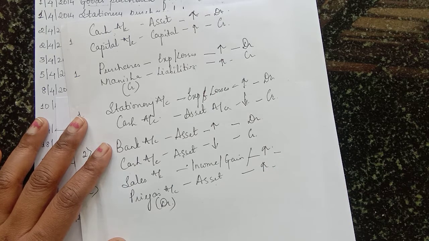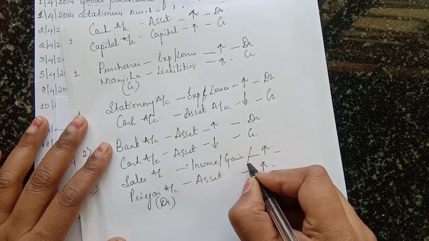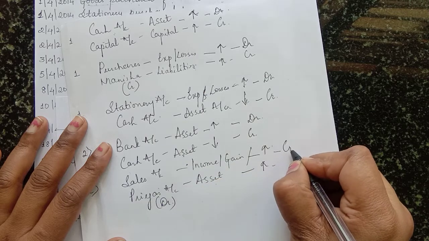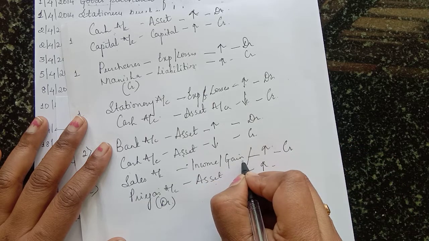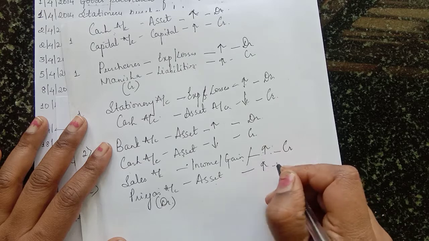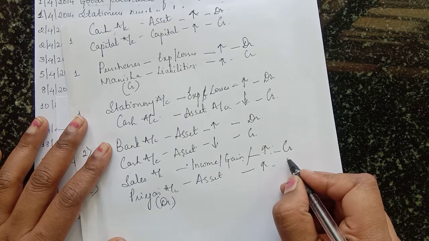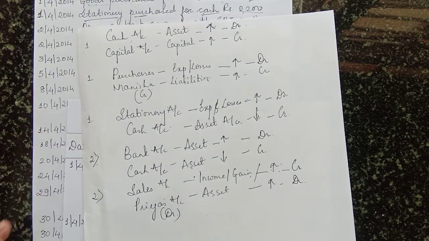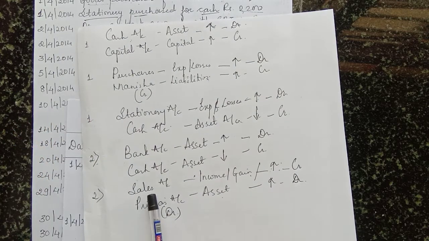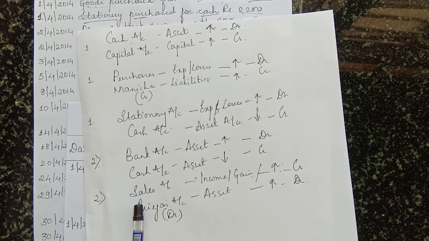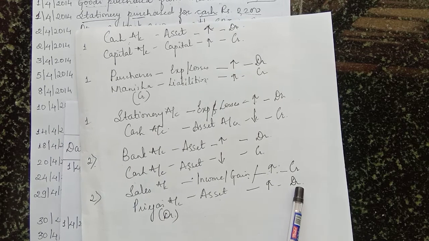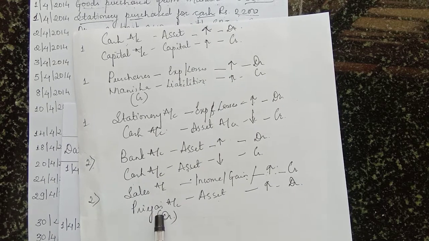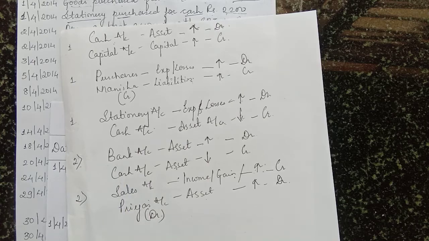So, apply the rules of income and gain. Debit, decrease in income and gain. Credit, increase in income and gain. Asset rule: debit, increase in asset. So, sales account is always credited. So, what is the journal entry? Debit, what is it? Priya's account. Priya's account debit to sales account.